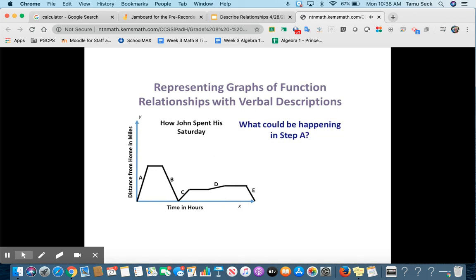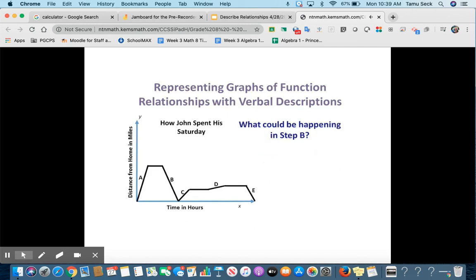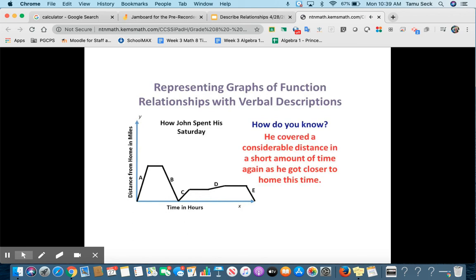What could be happening in step A? It is possible that John rushed to his piano lesson today. How do you know? He covered a considerable distance in a short amount of time when compared to his total day. What could be happening in step B? It is possible that he rushed back home to get changed for soccer practice. How do you know? He covered a considerable distance in a short amount of time again, as he got closer to his home this time.